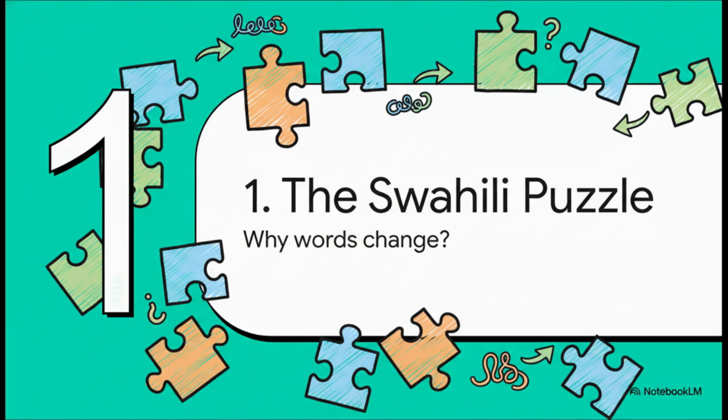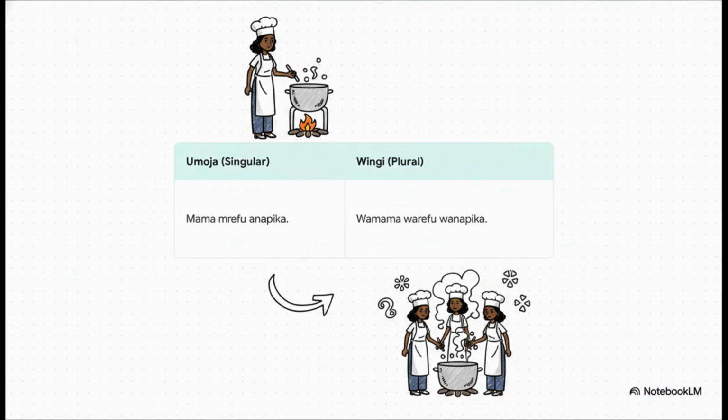And if you've been studying Swahili, this is going to sound so familiar. You learn a nice simple sentence, but then you try to make it plural, and it feels like the whole thing just explodes and rearranges itself. Let me show you exactly what I mean. Okay, check out this example. In the singular, we have mama mrefu anapika. The tall mother is cooking.